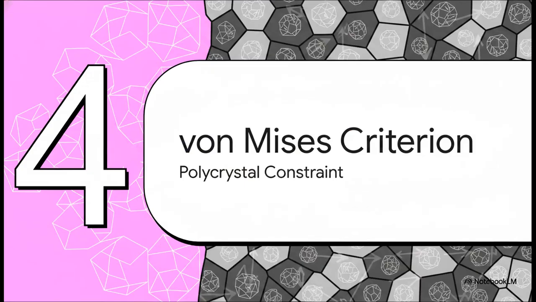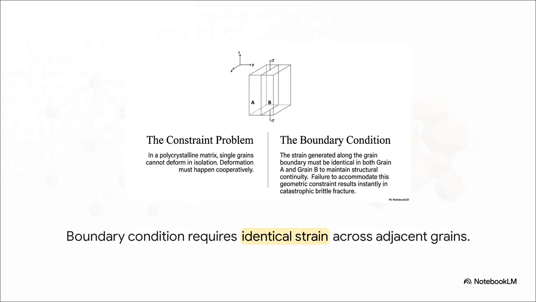Section 4. The von Mises yield criterion and polycrystalline constraint. Up to this exact point, we've only been discussing single, isolated crystals. We must now translate these geometric rules into a real-world polycrystalline matrix. In a bulk structural metal, single grains cannot deform in isolation anymore. They are totally surrounded by grain boundaries, which creates a very strict structural boundary condition.